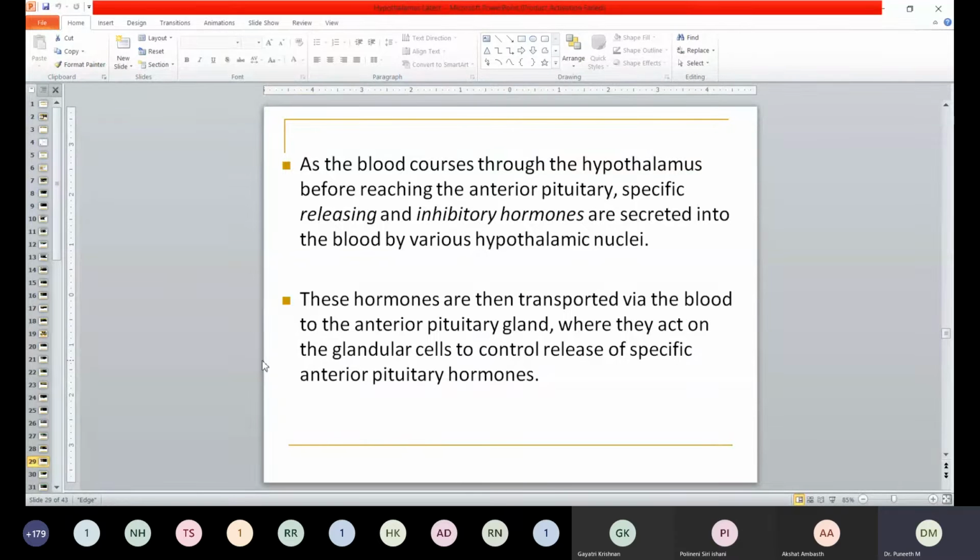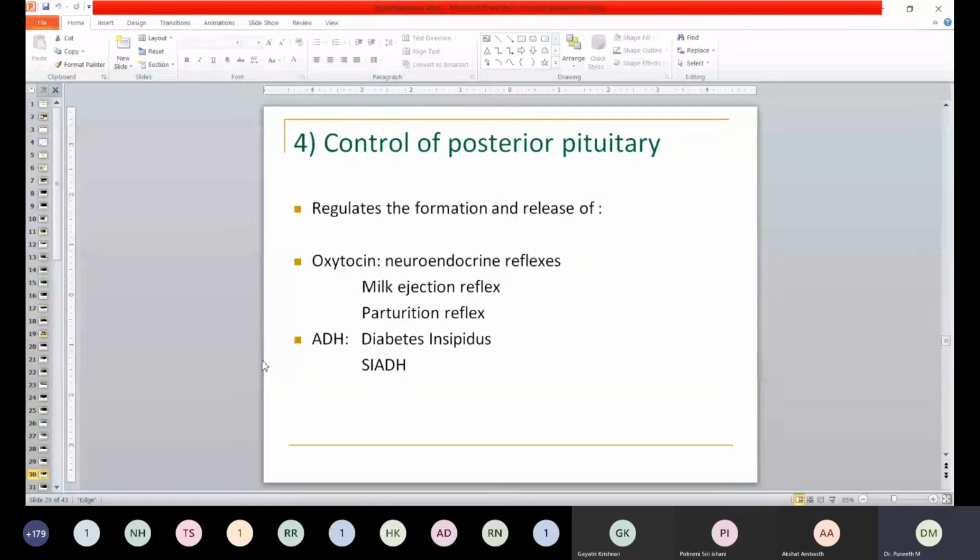So these hormones are then transported via blood to the anterior pituitary gland, where they act on the glandular cells. So you have studied the glandular cells of the anterior pituitary. There they will act to control the release of specific anterior pituitary hormones. So that was about the anterior pituitary gland controlled by the hypothalamus. Next is control of the posterior pituitary gland and its hormones by the hypothalamus.